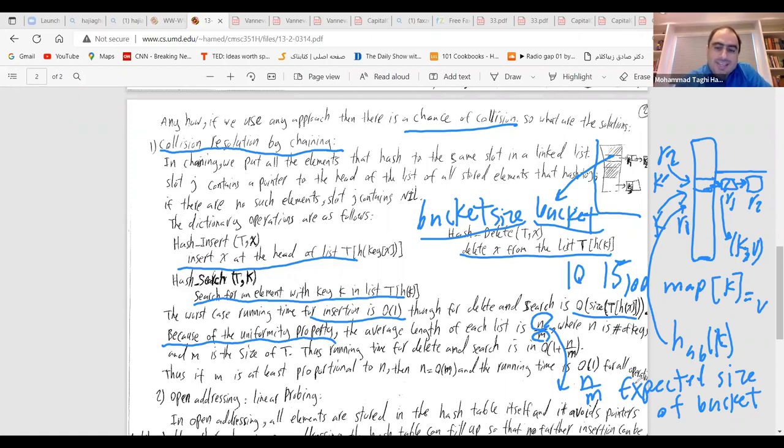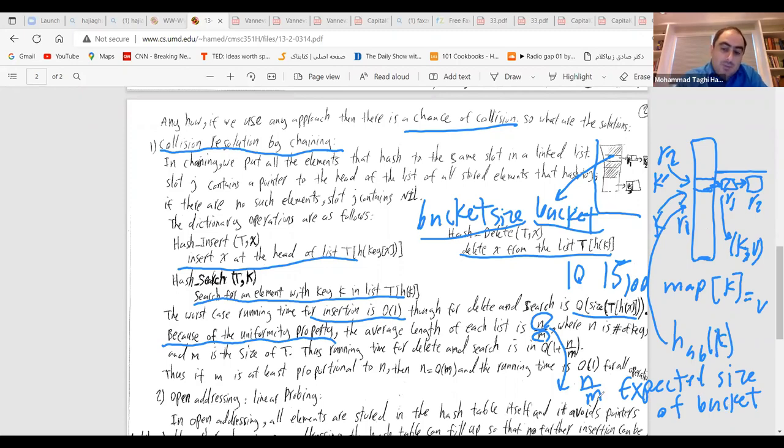And if you want to delete, you also need to find the element. If you want to insert, it's easy. If you are using the linked list, you just insert it at the beginning, or if it is an array, you insert it at the last element. But if you want to do search or delete, then you need to pay n over m. And what is n? N is the number of elements that you have at any time, at maximum, in the array. M is the size of the array that you are keeping. And we know that the expected size of this bucket would be n over m.